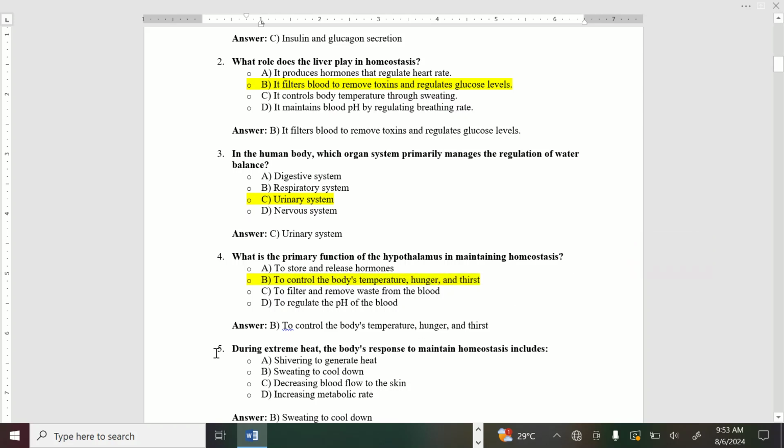The next MCQ is: during extreme heat, the body's response to maintain homeostasis includes A. Shivering to generate heat. B. Sweating to cool down. C. Decreasing blood flow to the skin. D. Increasing metabolic rate. So the correct option is B. Sweating to cool down.